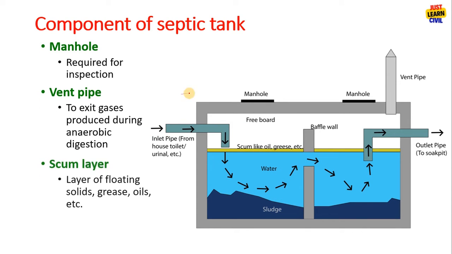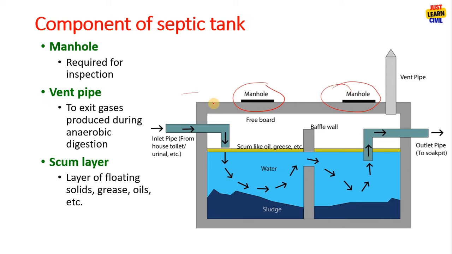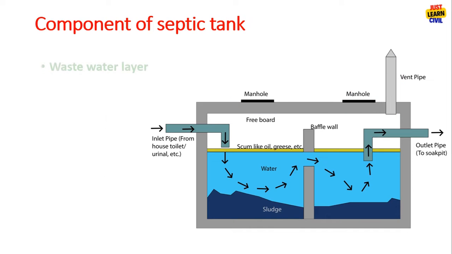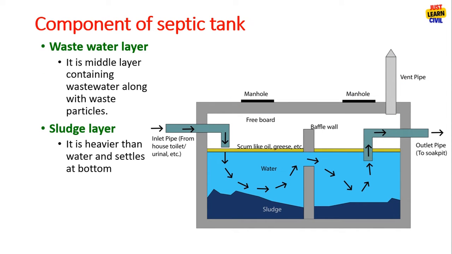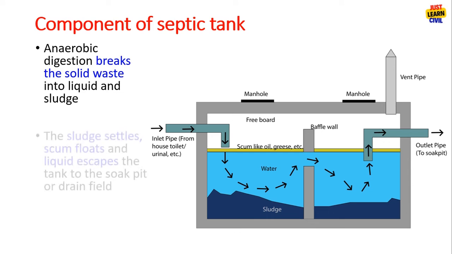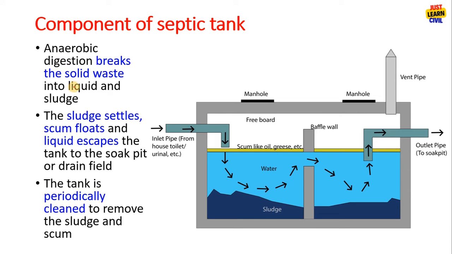Manhole cover are provided for regular inspection of the compartments. Vent pipe, while anaerobic bacteria acts on it, various gases are produced which are released from this vent pipe. It acts like a ventilation. Now already we discussed about the scum layer, which are the layer of floating solids. Wastewater, after treatment we get three layers. One is the scum water and the another is sludge. Anaerobic bacteria breaks the solid material into liquid and sludge. The sludge settles at the bottom and liquid escapes.